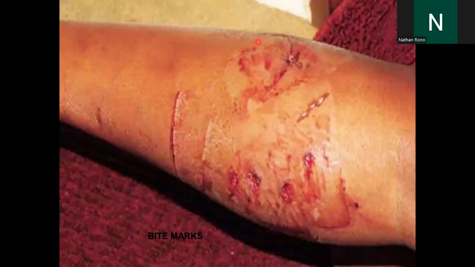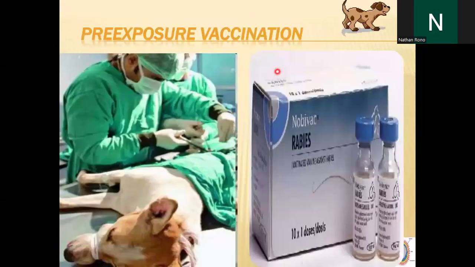Any other opinion? Close to prevent further entry of infections. Okay, I like your reasoning. Any other opinion? Close, close. So everyone is saying close. Funny thing is, we don't usually close the wounds. So let me explain why we don't close.